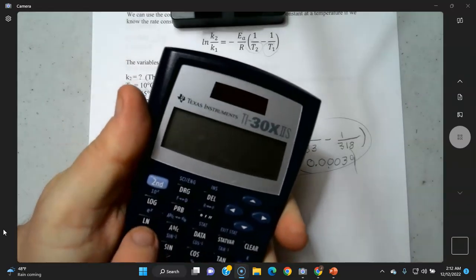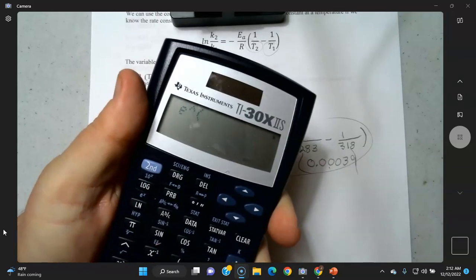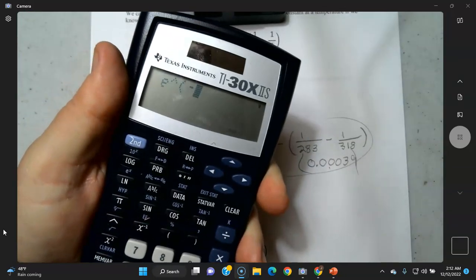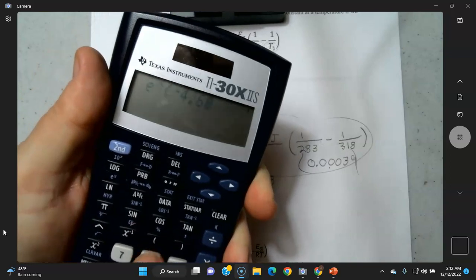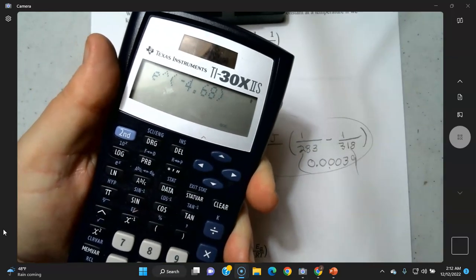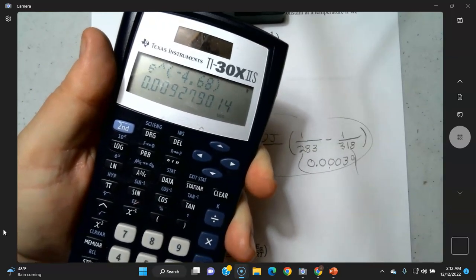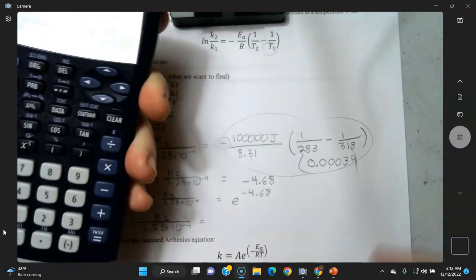Second natural log, which gives you e to the x. There it is, and it's negative 4.68. Close the parenthesis. Boom. And it's 0.0093, I'm going to call it.